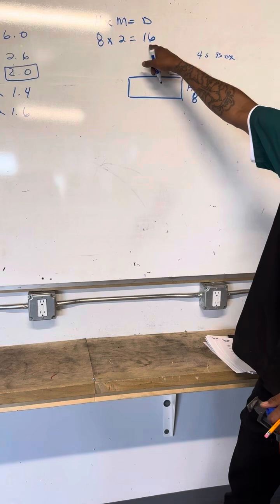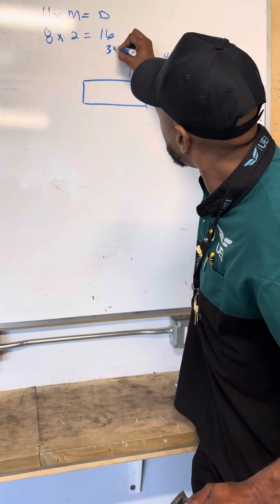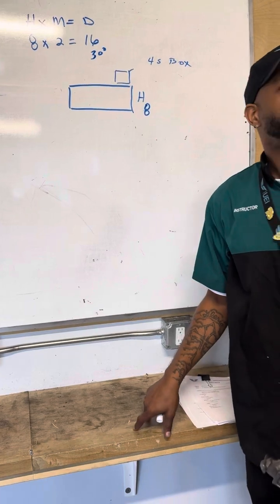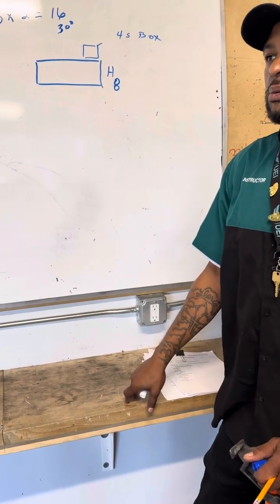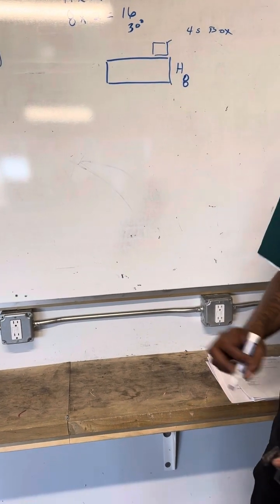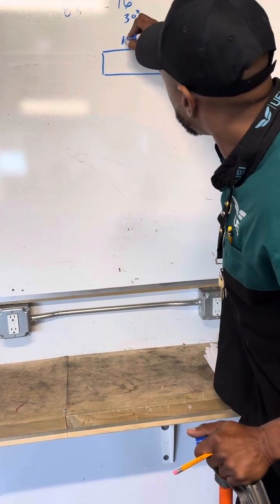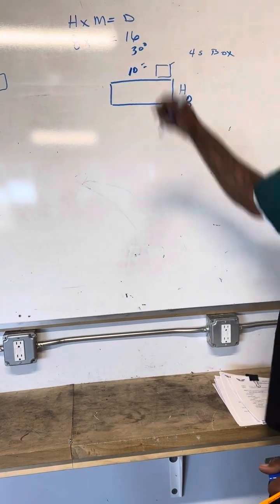So that's the bend mark right there. On the 16 mark, I would do a 30 degree bend. Now the next number I have to figure out is the distance I'm trying to get to. I'm going to give that number, just say 10. So it's 10 inches to my box. It's 10. Now I have both of my bend marks.